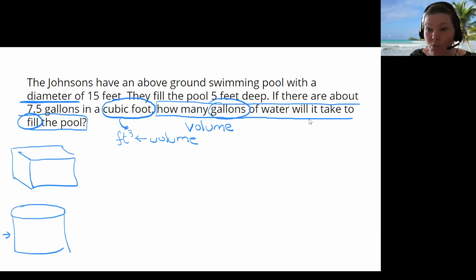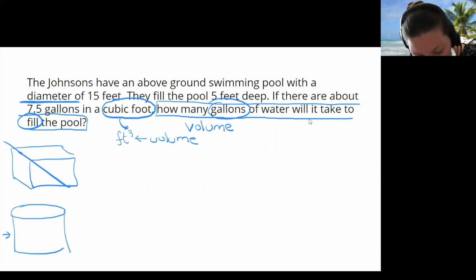And by the way, one of the big arguments against standardized tests is that they're very culturally biased, which obviously this problem was. If we are in a place where there's lots of above ground swimming pools, we're cool. But if not, we're in a little bit of trouble. We don't have a visual image to go by. There we go. Yes, we are going to find volume of a cylinder.